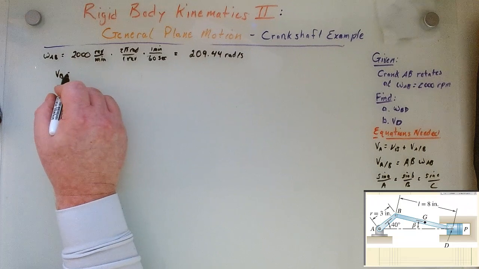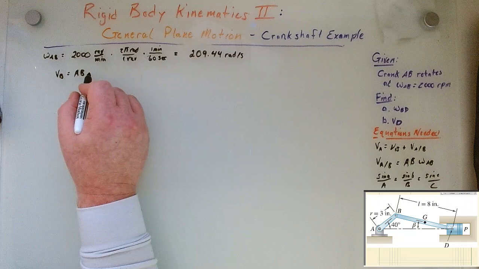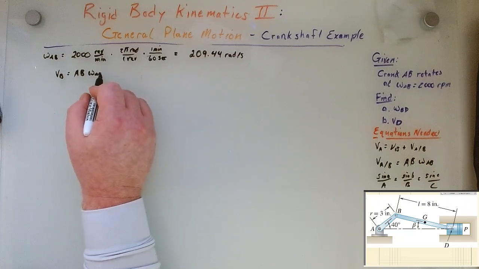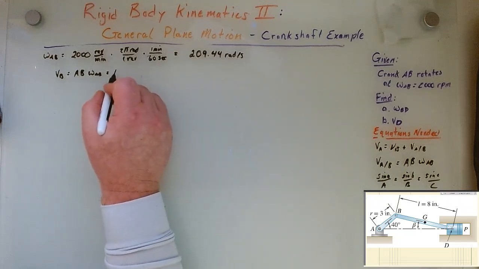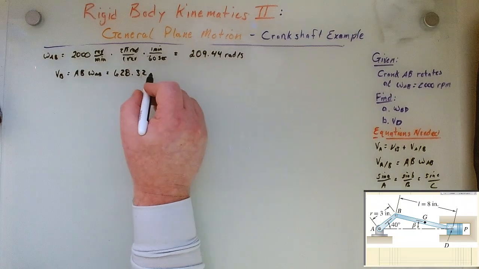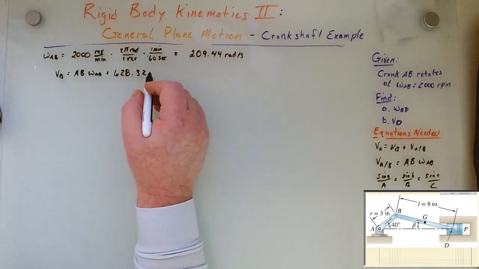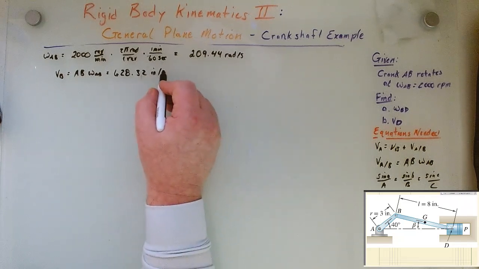Okay, and if we look at the diagram that we're given, then we can see that VB is equal to AB times omega AB, right? And that's just 3 times 209.44, and when we multiply that out, we get 628.32, and this is given in units of inches, so inches per second.